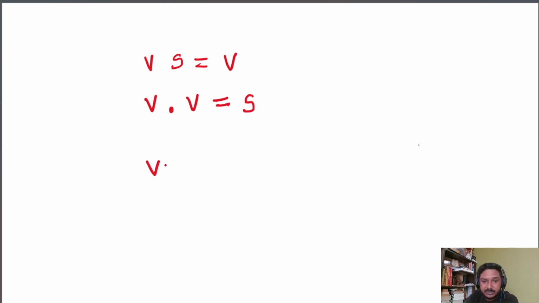Now if two vectors are multiplied and the result is a third vector, then that kind of vector multiplication is called the cross product, and it is denoted by a cross symbol in between. An example of such a product is torque, where the radius vector and force vector are multiplied to give the torque vector. So these are the three kinds of multiplication associated with vectors. With that, the differences between scalars and vectors come to an end.